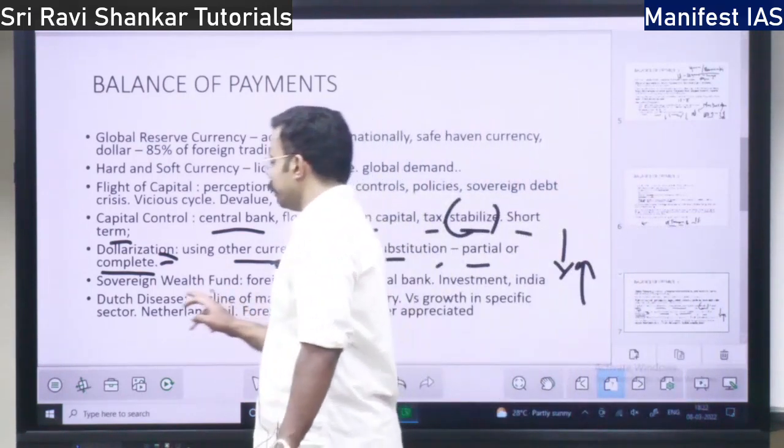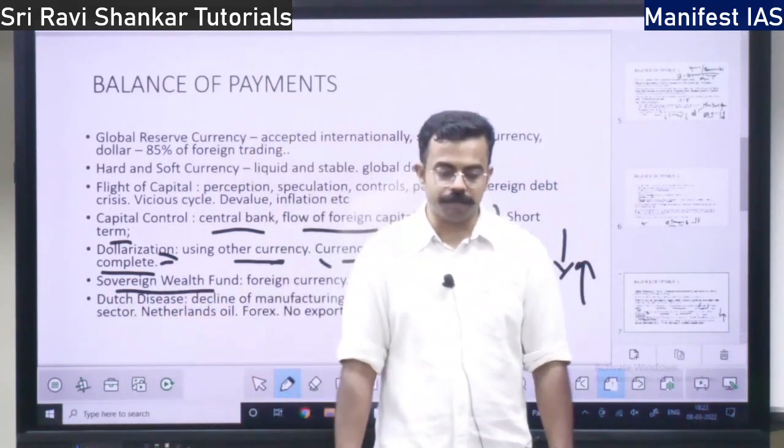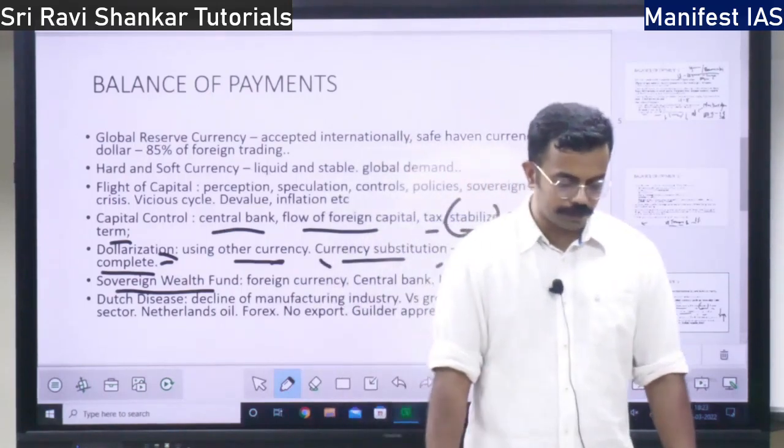Then you have sovereign wealth fund. The concept of sovereign wealth fund. What is sovereign wealth fund?